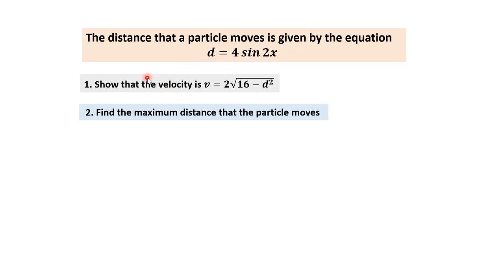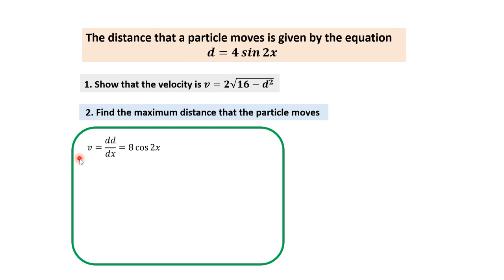The velocity is the derivative of the distance because it's change in distance over change in time. So what do I do? I go d/dx and I differentiate my function. And what do I get? 4 times the derivative of sine 2x, which is cos 2x times 2. Simplified gives me 8 cos 2x. Okay, now problem, because I've got my derivative to be 8 cos 2x, I go to the question, that's not what they asked.